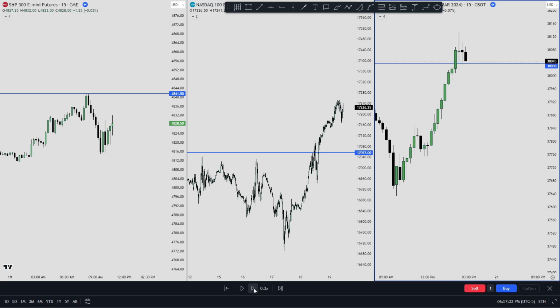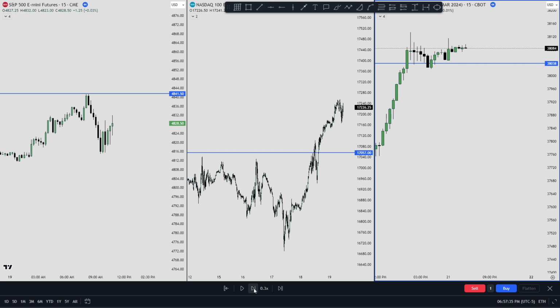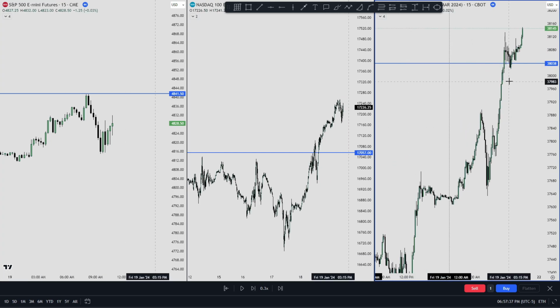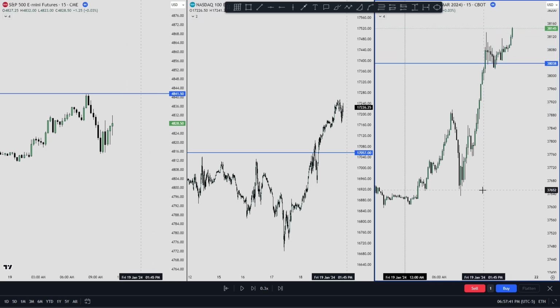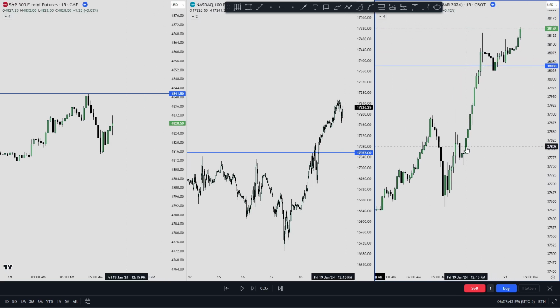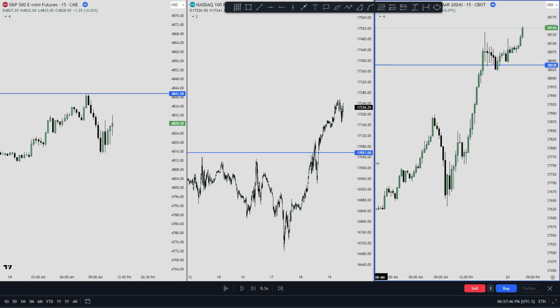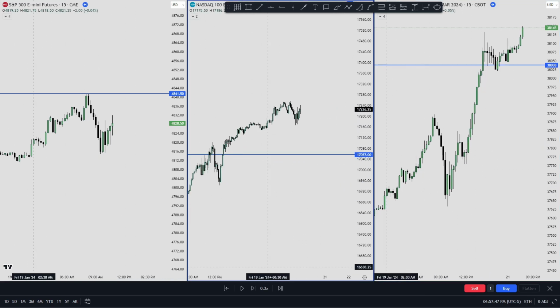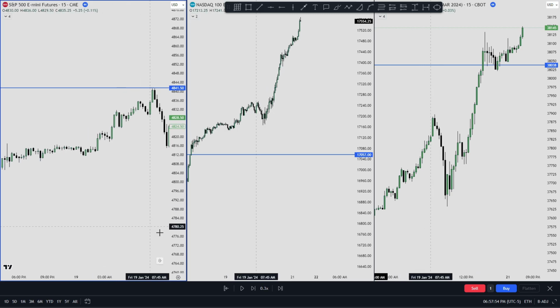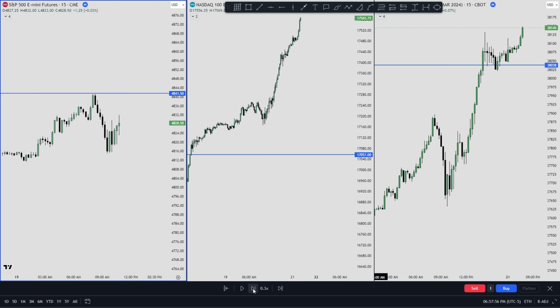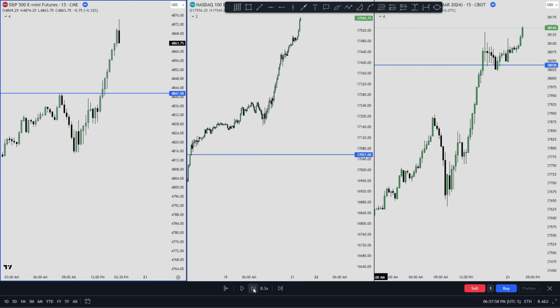And just like so, Dow Jones rips higher over 280 points. Just like that. And then look at the NASDAQ. NASDAQ also rips higher. And the ES also rips higher as well.